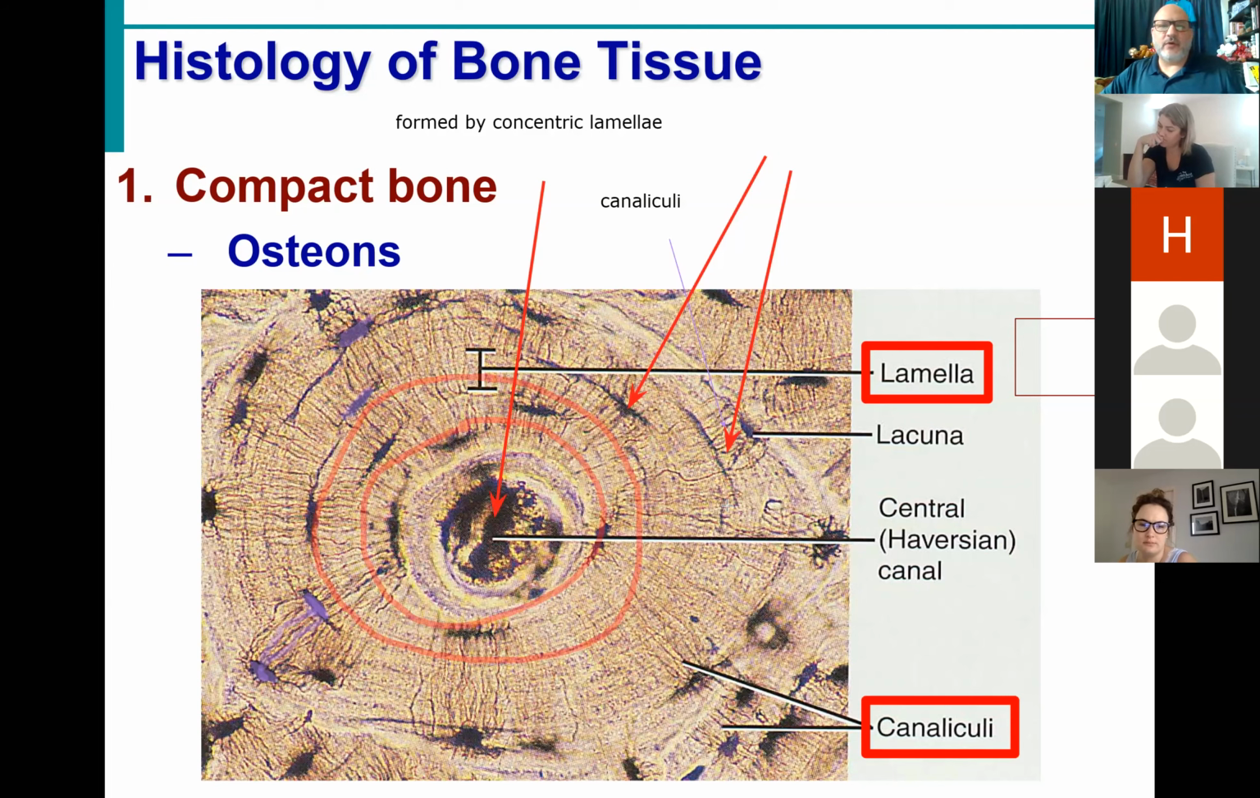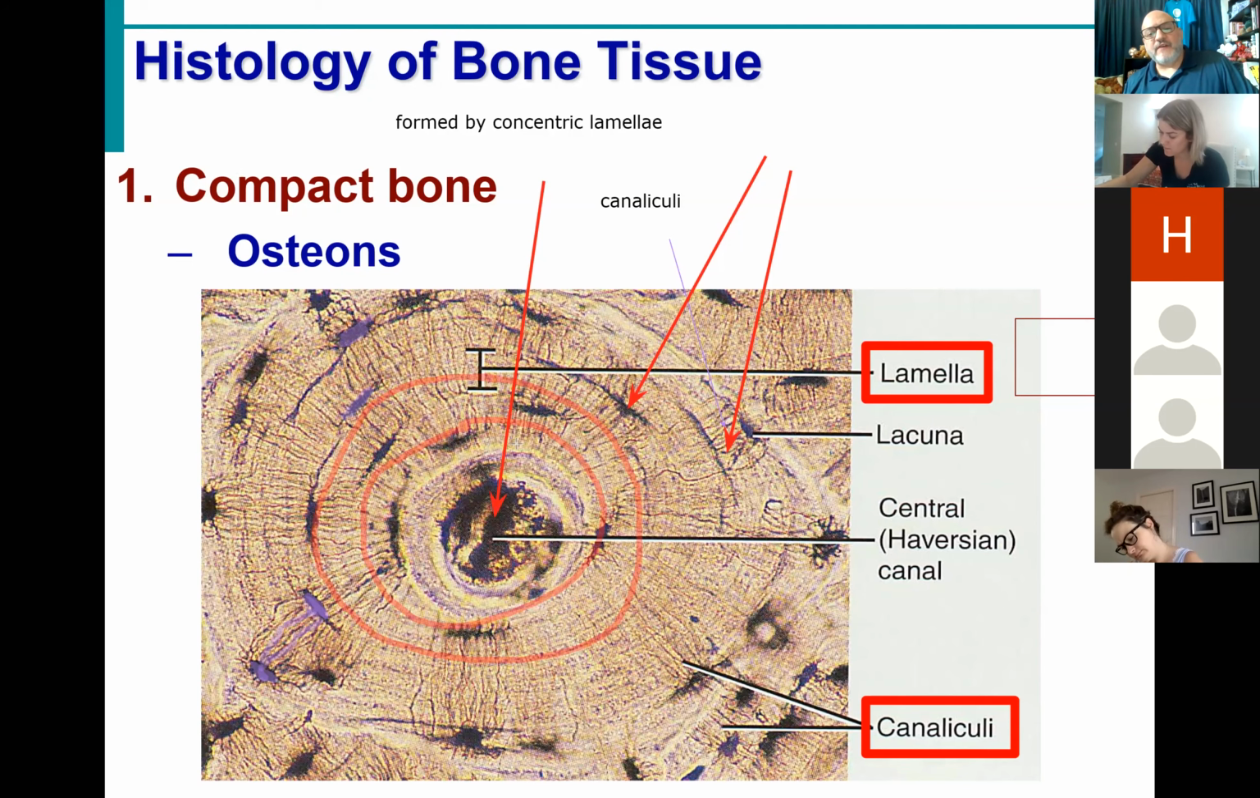And let's take these questions one step further. What do you find in the central canal? What does the central canal contain? Blood is closer. Is it just filled with blood? Is it water? No, blood vessels. Blood vessels and nerves. The central canals are filled with blood vessels and nerves.